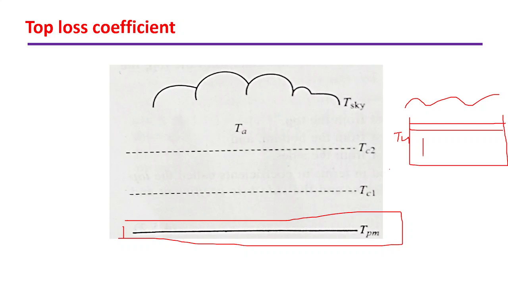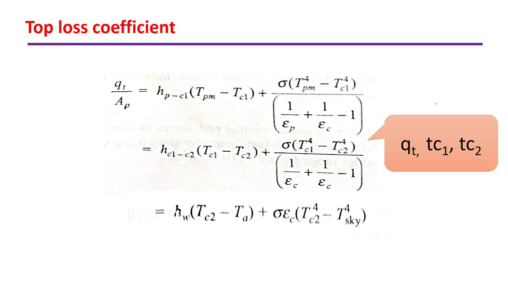Okay, so TC1, TC2 are the temperatures of the two glass covers, and then we have the ambient temperature and one more temperature, the temperature of the sky. Ambient means the surrounding air near our system, and the sky temperature we are talking about as a whole. Okay, so now we see that there are a few correlations.